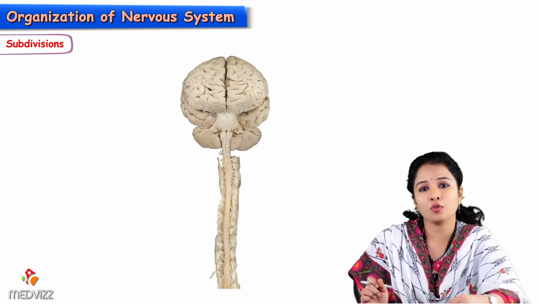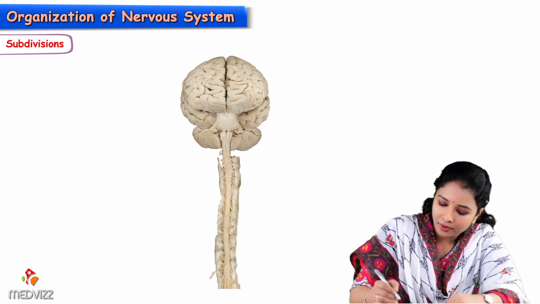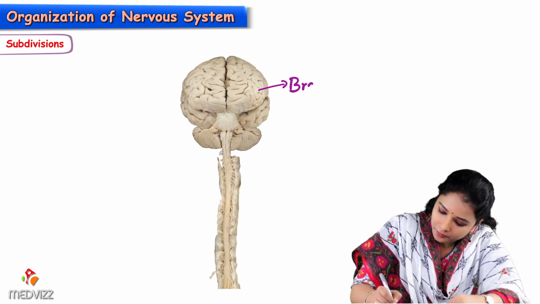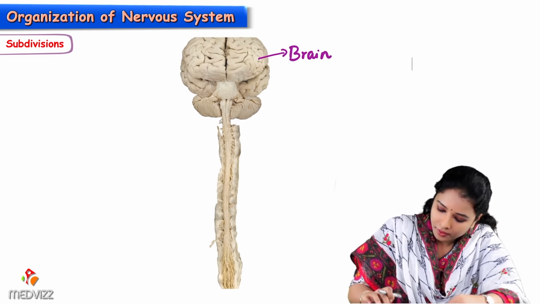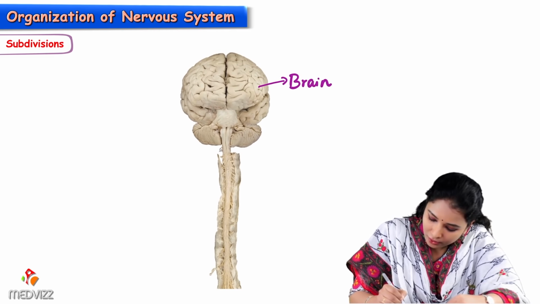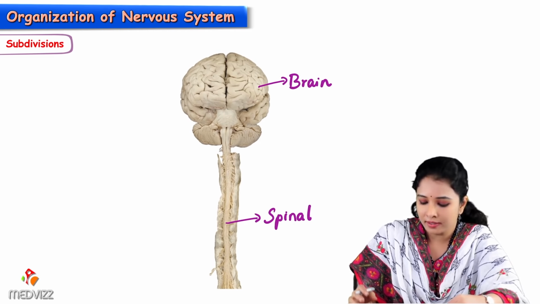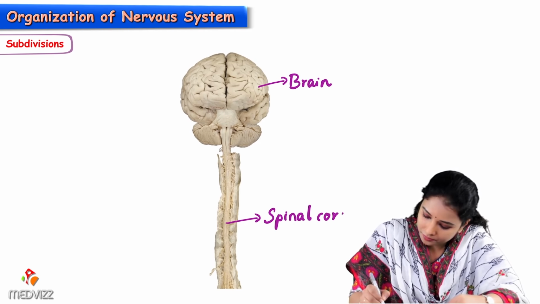Here is the picture of the central nervous system where we can see the brain here. This is the brain, and brain continues below as the spinal cord. So, the caudal extension of the brain is the spinal cord.